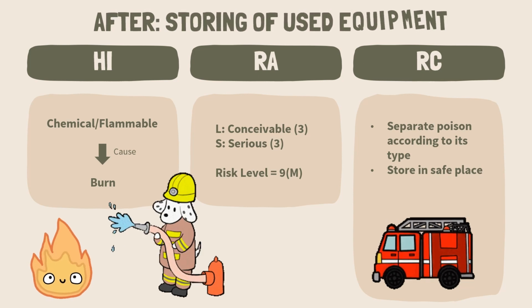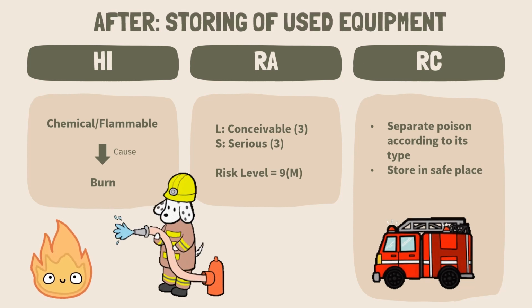There are some hazards identified after the activity as well. Firstly, flammable chemicals. It might occur at some time in the future and cause serious but non-fatal injury. Thus, the risk level is medium. The risk controls that can be applied are separating poison according to its type and storing them in a safe place.